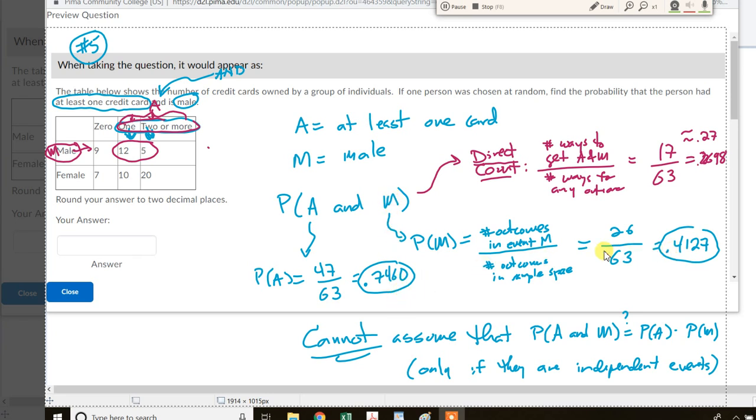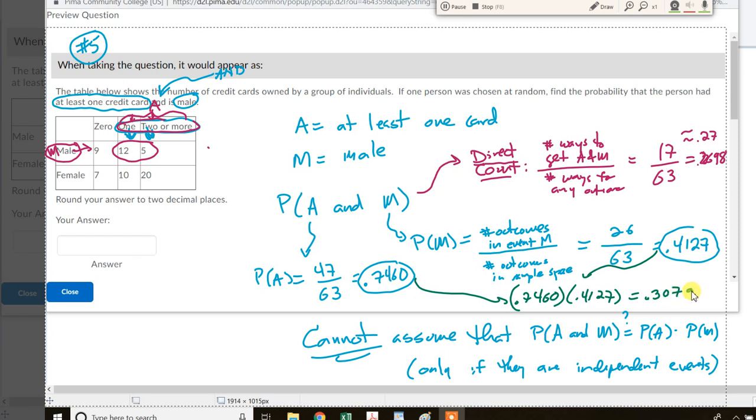What if I did multiply these? What if I multiplied them? I'm just kind of curious what would happen. So if I take these guys and multiply them, if I do 0.7460 times 0.4127, I'm just seeing what I get, okay? And when I do that, 0.7460 times 0.4127, I'm getting 0.3079.